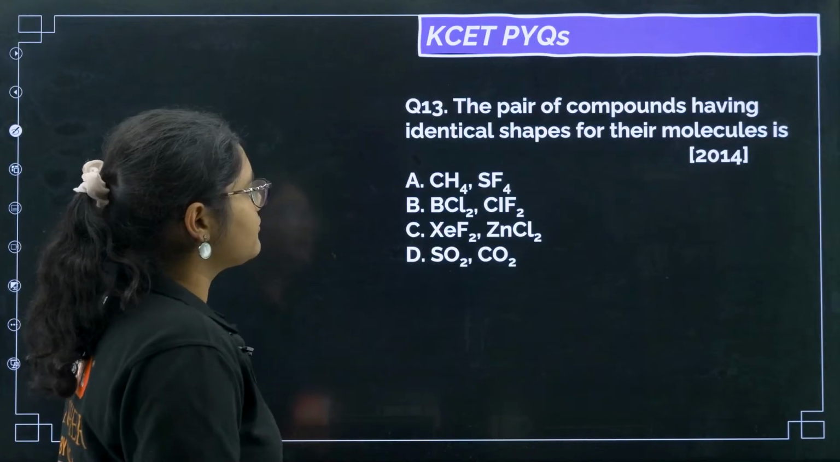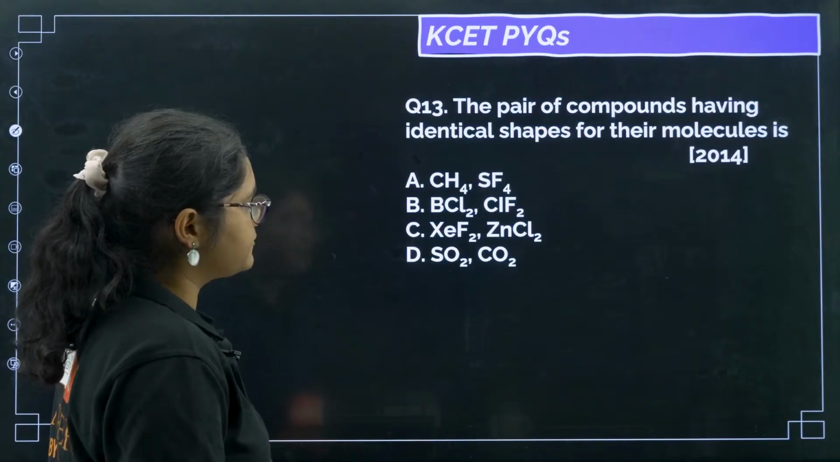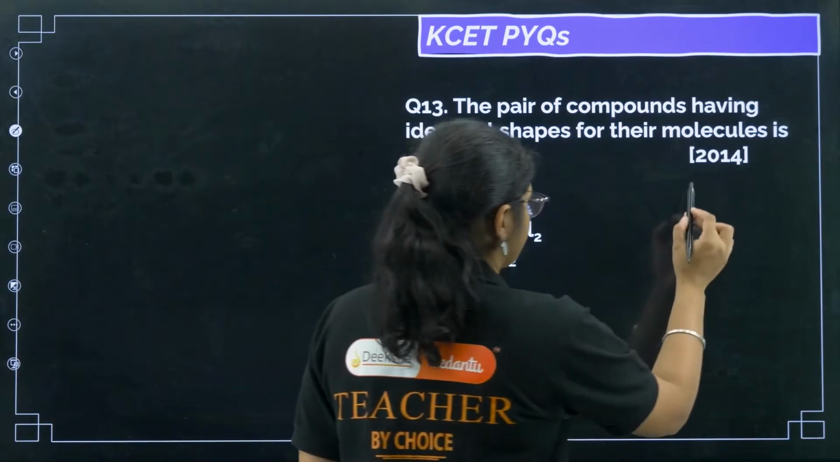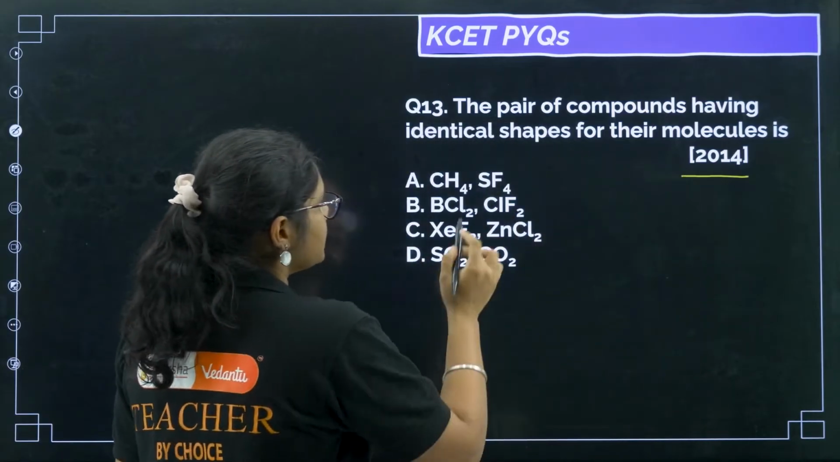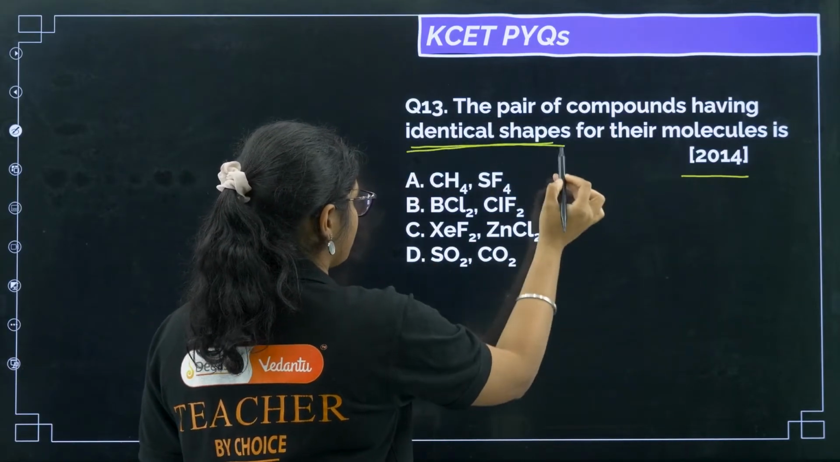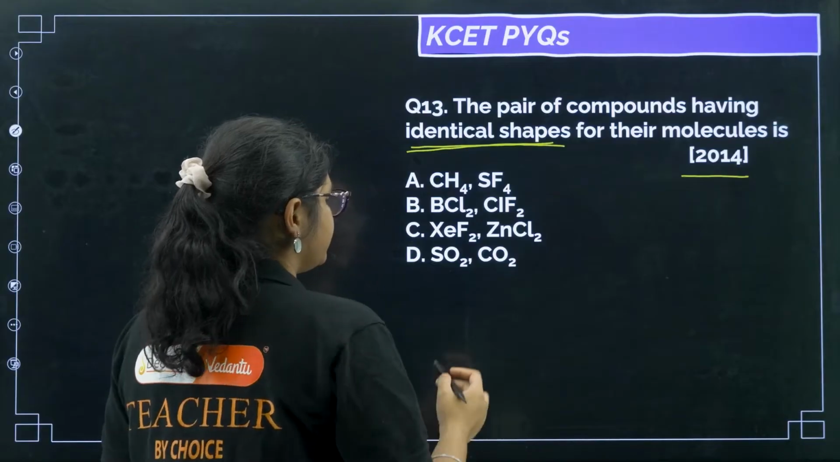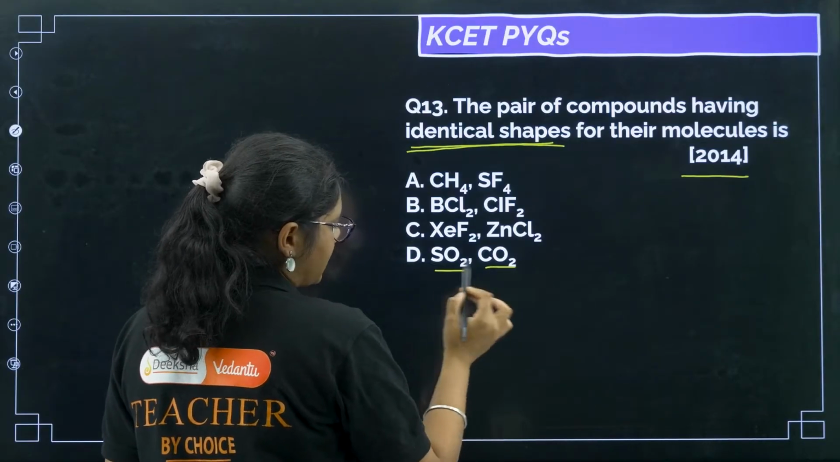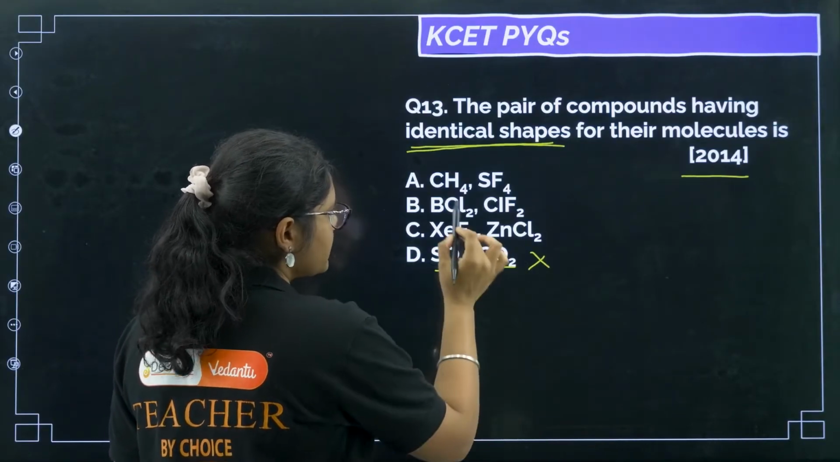Next, the pair of compounds having identical shapes for their molecules is, so this is a 2015 KCET question. You have identical shapes. Now if you see, CO2 is linear, SO2 is bent, so we can eliminate this one.